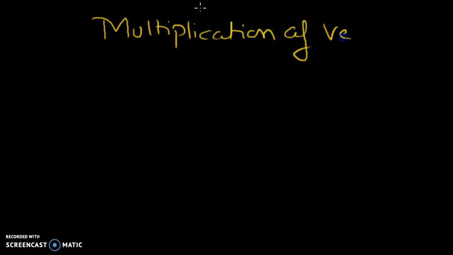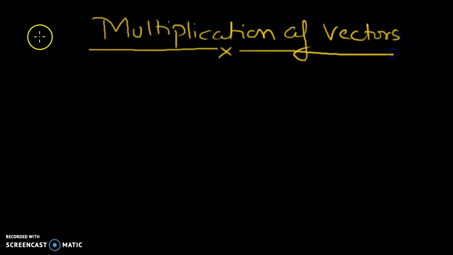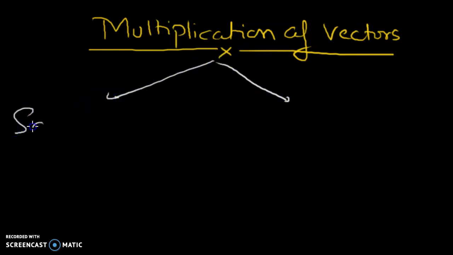So far guys, we have discussed addition of vectors. Now the other operation is multiplication of two vectors. How do we multiply vectors actually? In that series there are two types of vector multiplication. One is scalar product and another is vector product.